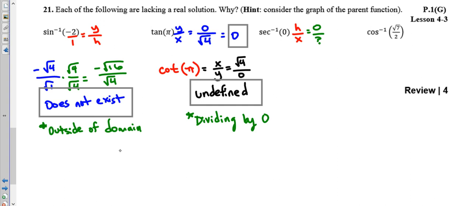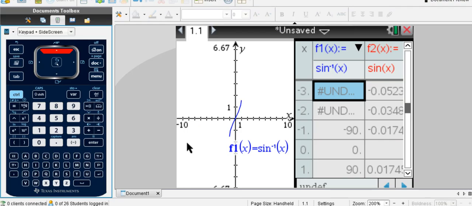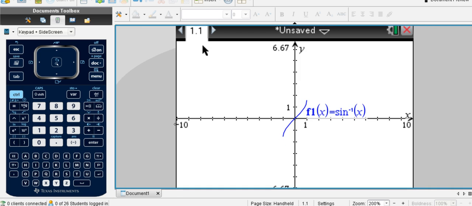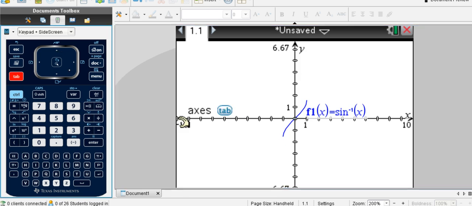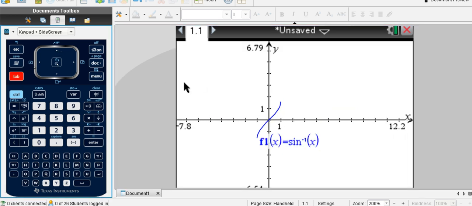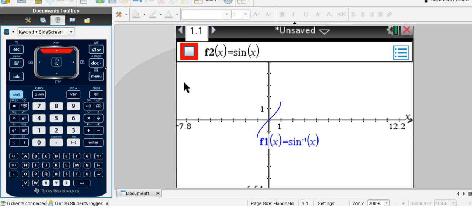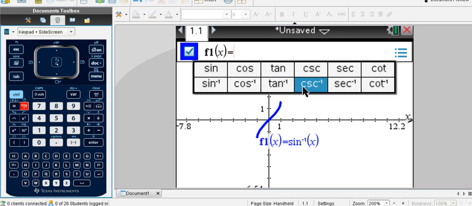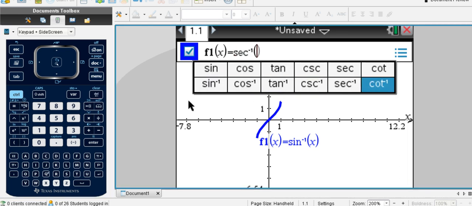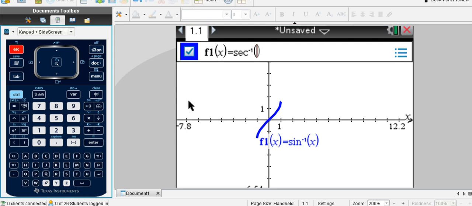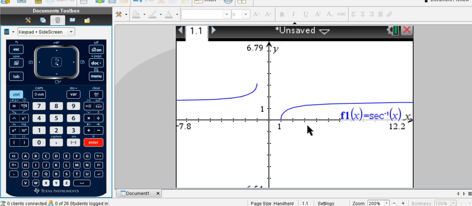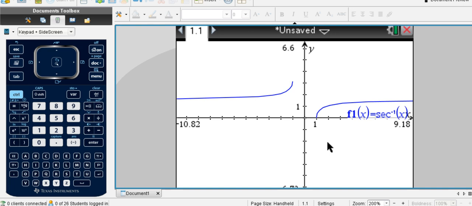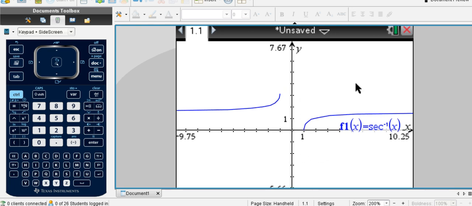To help us out, we're going to look at the graph here. So I'll pull this up. I'm going to take away the table. And now let's look at these functions here. Let me come up. Sorry, my calculator's going crazy. And I'm going to go to my first function that we had. I'm going to change this to secant. So go to trig, secant inverse, and I'm going to put an x. And graph. And so it's trying to show me secant.